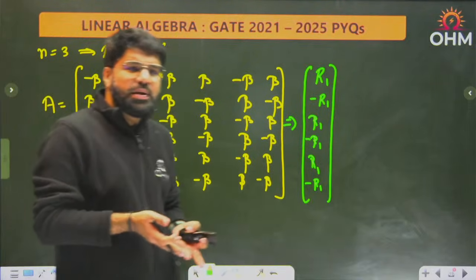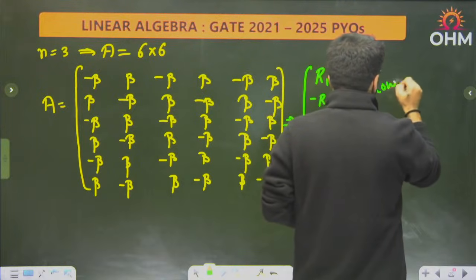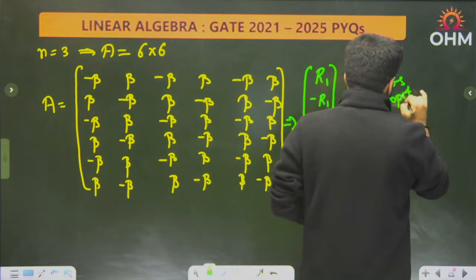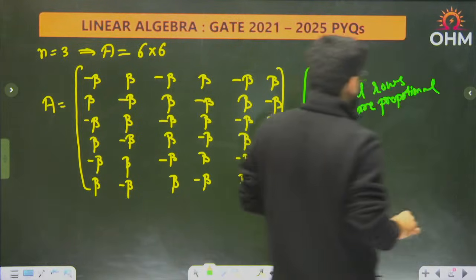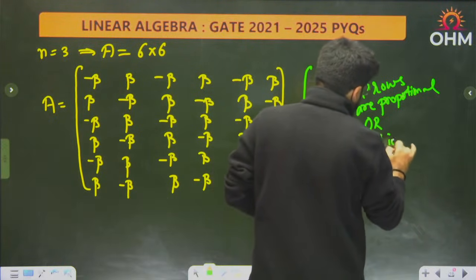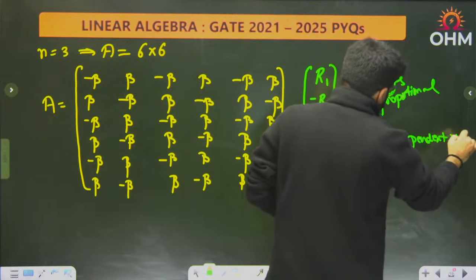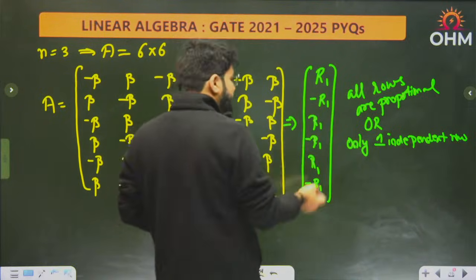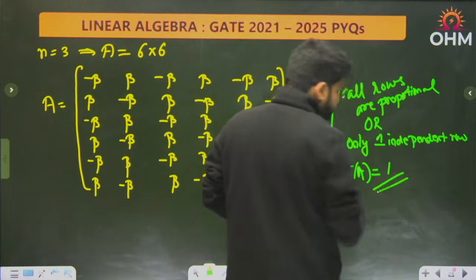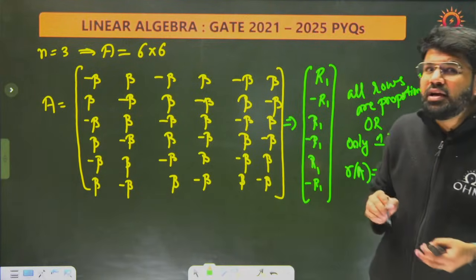All the rows are dependent actually. All rows are proportional, or you can say proportional to each other. Or you can say only one independent row. Everything else depends on R1. So if there is only one independent row, rank of the matrix is 1, finish. Rank of the matrix cannot be 0.